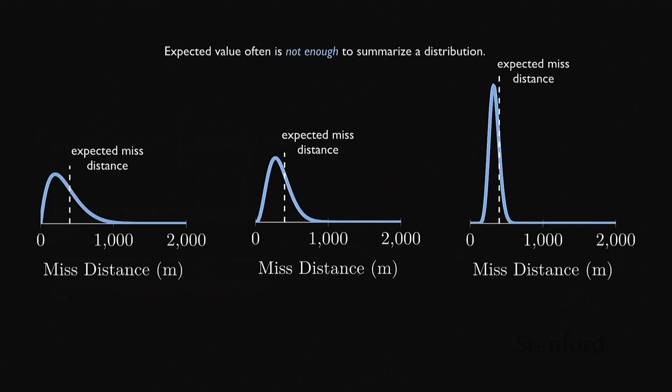But it turns out expected value is often not enough to summarize a distribution. For example, all three of these distributions over missed distance, while they look different from one another, have the exact same expected value. Another thing you could do is take their variance, which measures the spread of the distribution, and that would distinguish these distributions from one another.